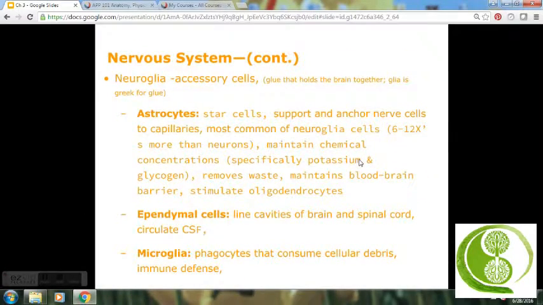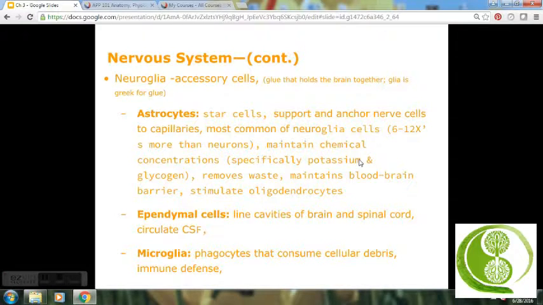So a Schwann cell is actually a type of neuroglia, so it's an accessory cell. It's considered to be the glue that holds the brain together. Glia is Greek for glue. With the neuroglia, you have five different types of cells. The first up is astrocytes.